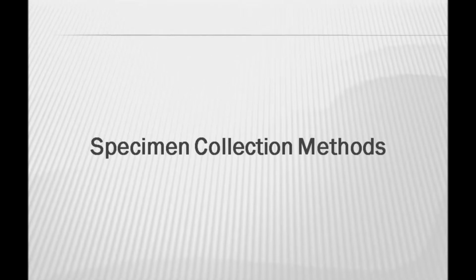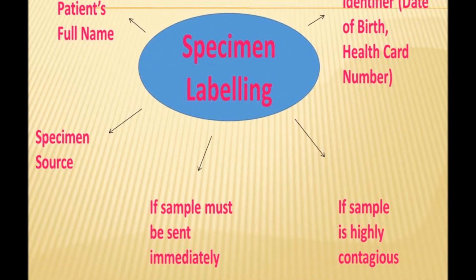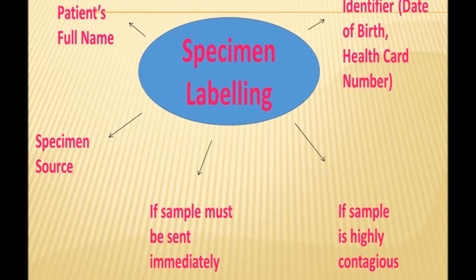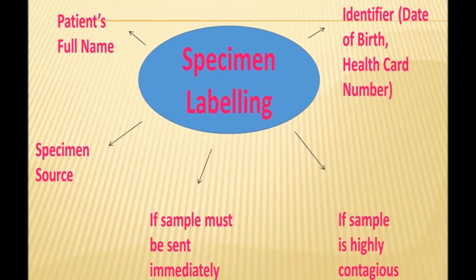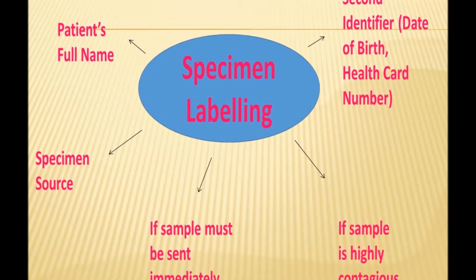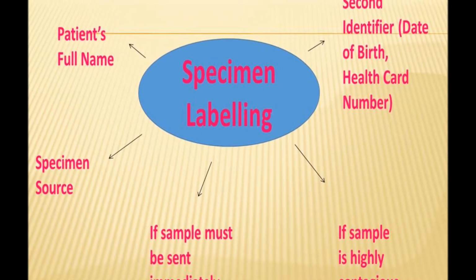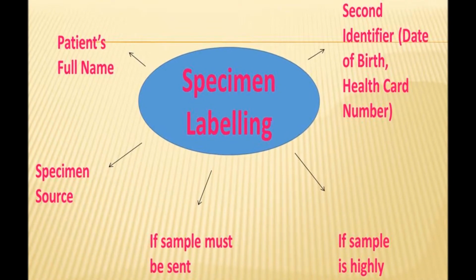Alright, moving on to specimen collection methods. Before we collect our specimen, we must ensure proper labeling. On the container in which we keep the specimen, we must have the patient's full name and second identifiers such as the date of birth or health card number. We must also put the specimen source, and whether the sample must be sent to the lab immediately, or if the sample is highly contagious or highly infectious.